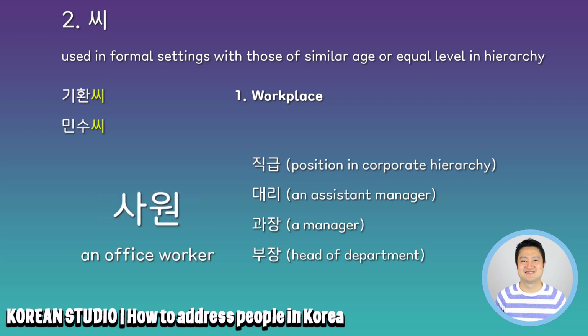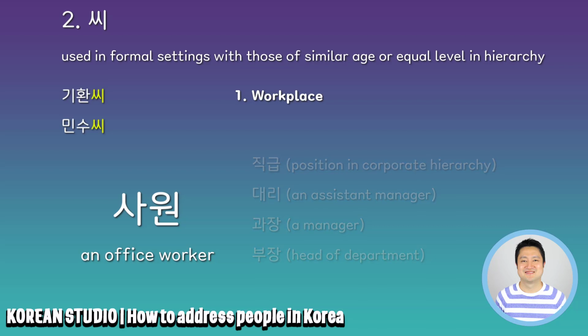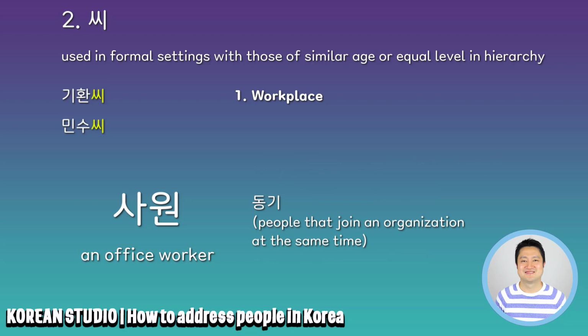However, 사원 is not a 직급. So it is generally not used to address the person who is a 사원. And this is where we can use 씨 to address each other. In Korea, those who join the company together at entry-level position are called 동기. And all 동기 are considered as same rank.